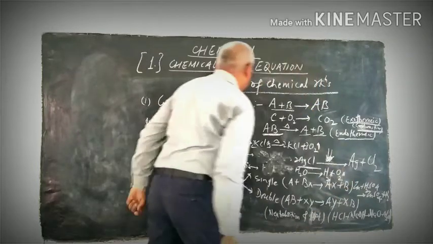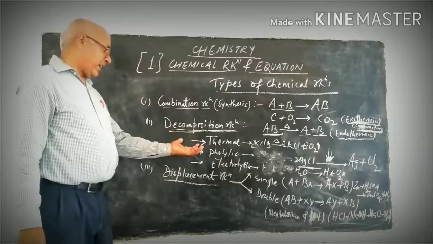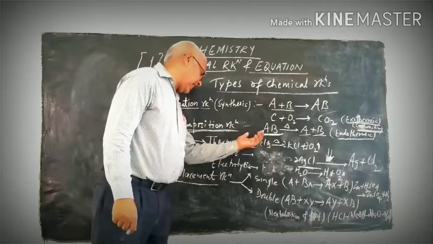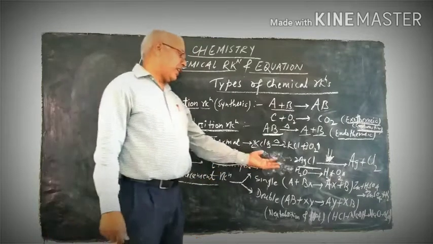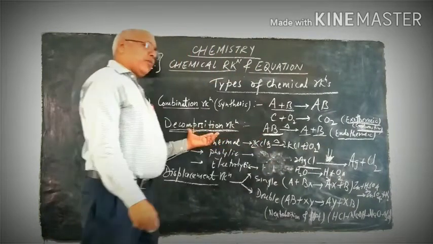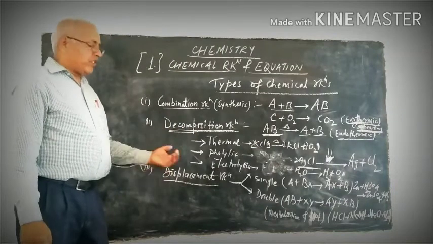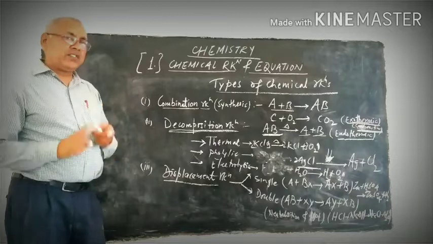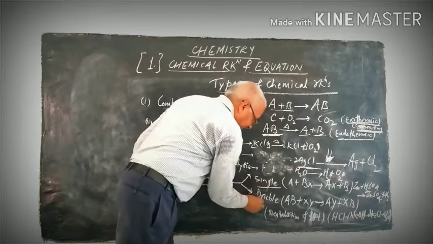So you can see that in a decomposition reaction, a particular compound takes part in a reaction, and after giving heat, solar energy or electricity, it decomposes into different forms. So they are known as decomposition reactions. Now we are going to talk about the displacement reaction. Displacement reactions are of two types. First is single and second is double.